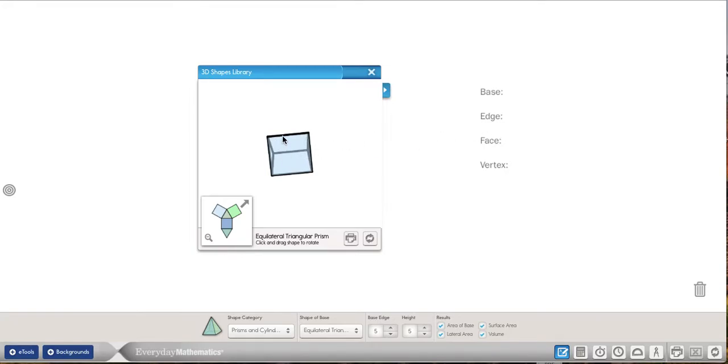I can also count edges. I have 1 edge here. I have 1 edge here. Another, that's 3, 4, 5, and 6, 7, 8, 9.